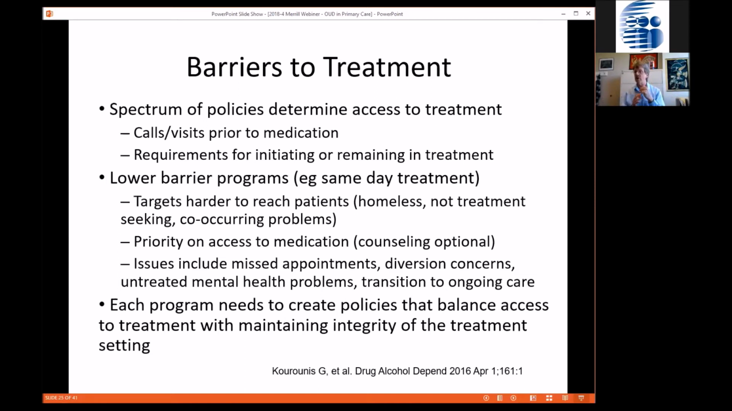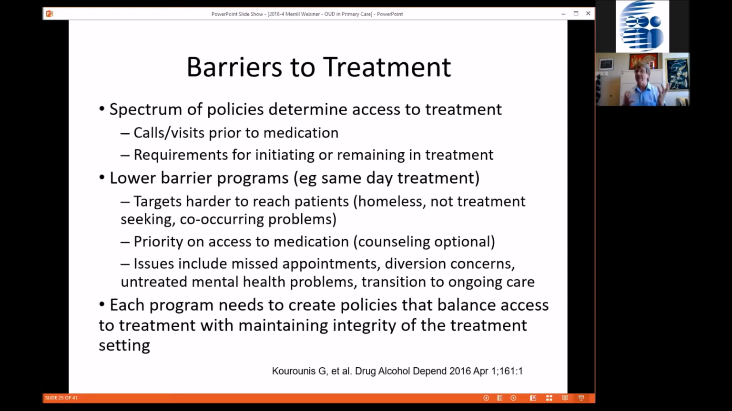And the lower barrier programs can maybe target patients who are harder to reach, like homeless folks, people who aren't treatment seeking or have a lot of other problems. You're really trying to get them on the medicines, not worrying about the counseling too much. If they want it, yeah, sure, we'll refer. If not, we'll keep going with the medicine because we know the medicine is really the most important part.